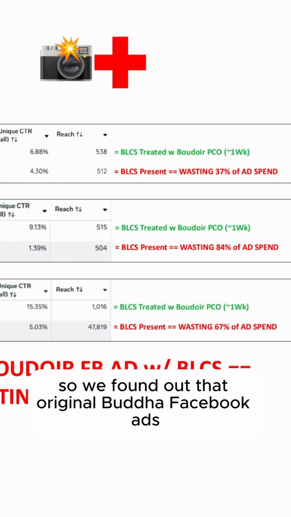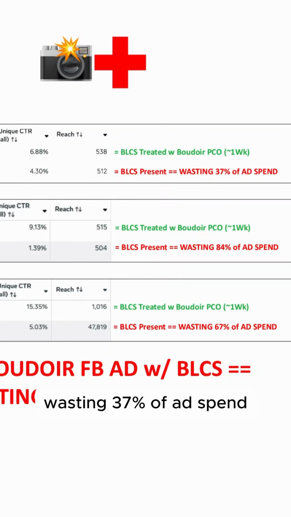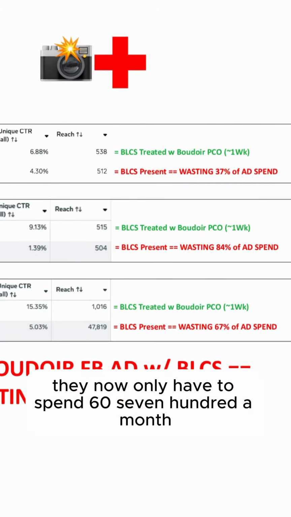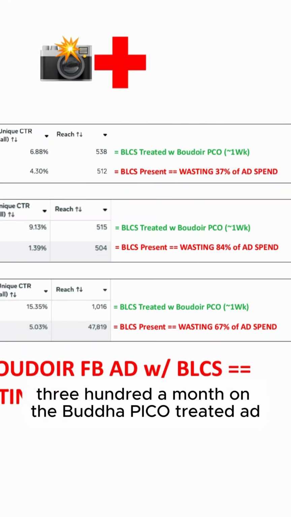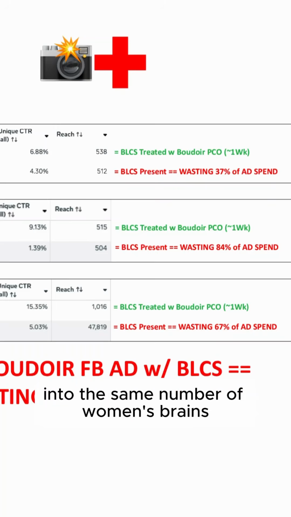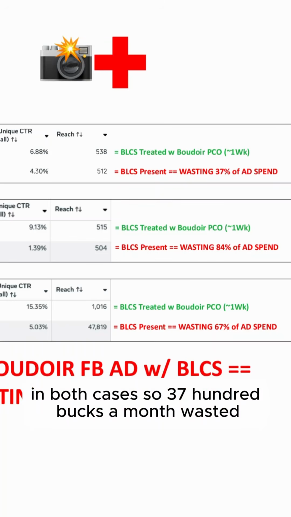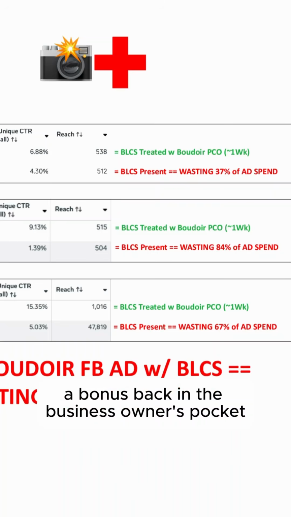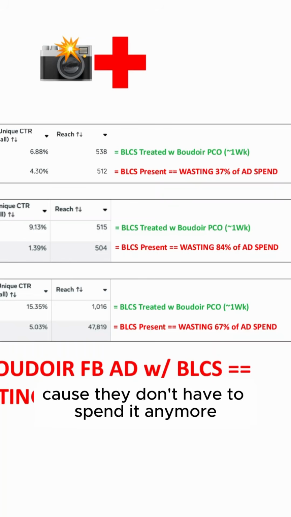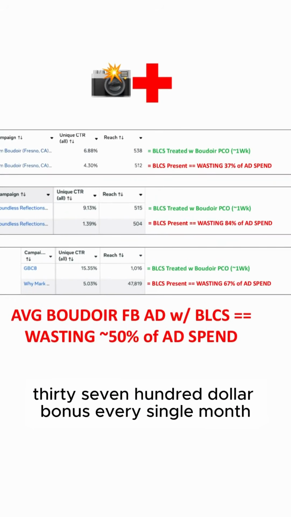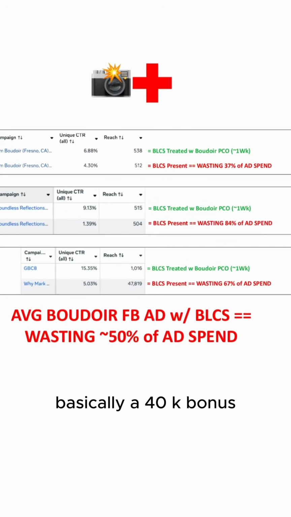So we found out that the original boudoir Facebook ad was wasting 37% of ad spend. So they're spending 10 grand a month on the original. They now only have to spend 6,300 a month on the boudoir Pico treated ad, and they're getting their ad into the same number of women's brains in both cases. So that's 3,700 bucks a month wasted. We can stop spending that, and that's kind of a bonus back in the business owner's pocket because they don't have to spend it anymore. And after 12 months, that's like a 40K bonus.